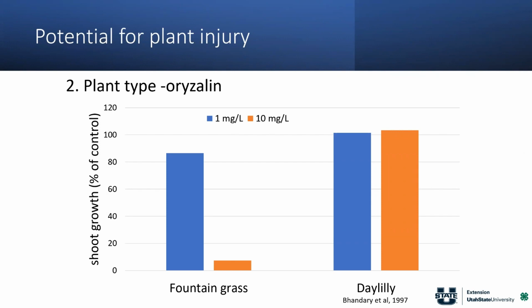Fountain grass, 1 mg, no damage. 10 mg, we did see a lot of reduction in shoot mass. But with a similar application in daylily, we didn't see any damage, even at 1 or 10 milligrams per liter. So I hope you are getting this. It also depends on what kind of plants you have. It's not always the pesticide type. It's the kind of plant that you have as well.